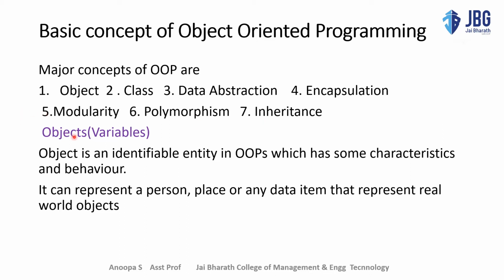First, objects, otherwise known as variables. So object is an identifiable entity in object-oriented programming which has some characteristics and behavior. Now it can be a person, place, or any data item that represents real world objects. Okay, so you will understand more when we go through the session.